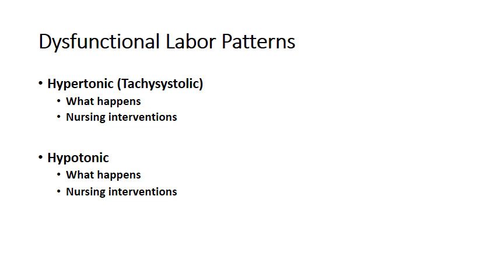Now we're going to move on to dysfunctional labor patterns. You may also remember this from the fetal monitoring lecture. Contractions are like Goldilocks and the Three Bears. They have to be just right. Hypertonicity, or tachysystole as we term it now, is when the uterus contracts 5 or more times in a 10-minute window, averaged over 30 minutes.